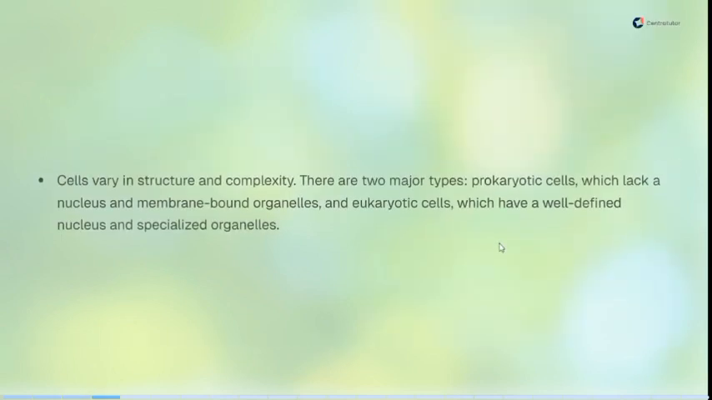Now let's see the next slide. It says that cells vary in structure and complexity. According to the first idea of the cell theory, there are different types of organisms. We have both unicellular and multicellular organisms. There are two major types of cells: prokaryotic cells and eukaryotic cells.